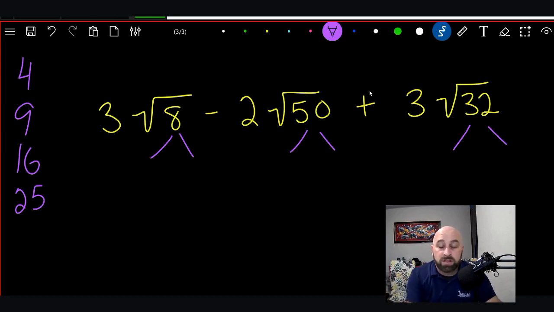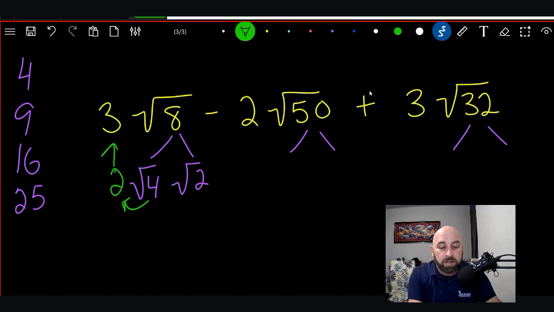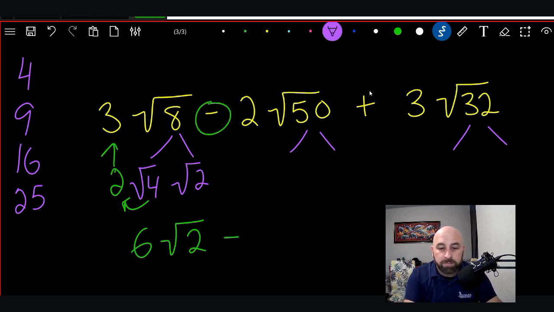So what is the 8 simplified? Well, the only one that can go into 8 is the 4. So square root of 4, square root of 2. What's 50 simplified? Well, let's just keep simplifying this one out. Okay, so what do we get? We bring the 3 out, we bring the 2, and then we multiply it. Remember, we have to multiply that. So we get 6 square root of 2. Don't forget your minus sign. Minus. Let's simplify out the 50. Well, look right there. 25 goes into that.